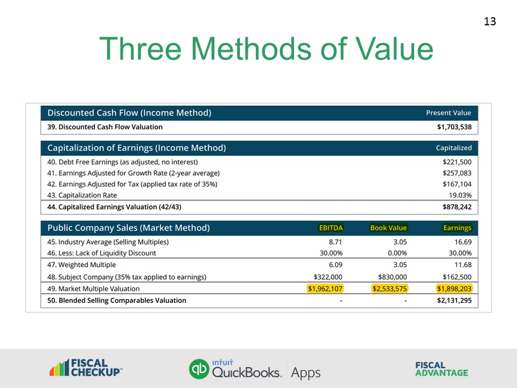The software uses the multiples of public companies in the same industry to calculate the selling value using the multiples of EBITDA, book value, and earnings approaches. Finally, the software calculates an average, blended market selling value.